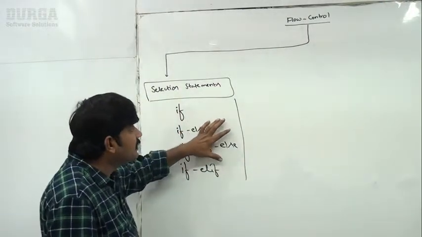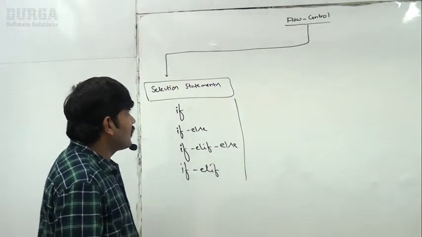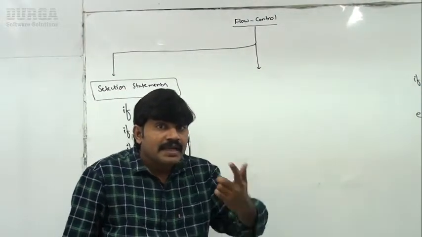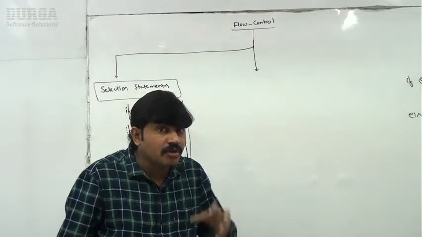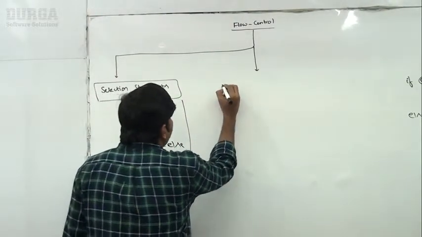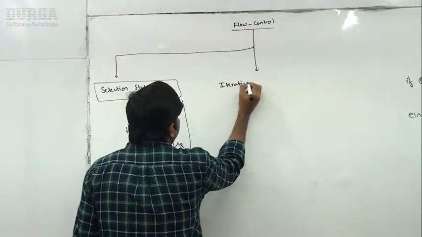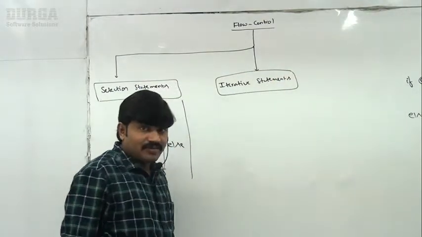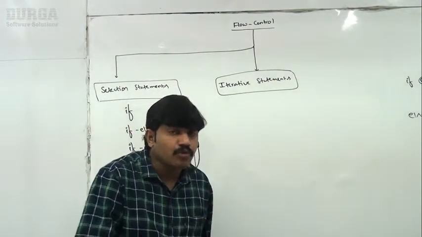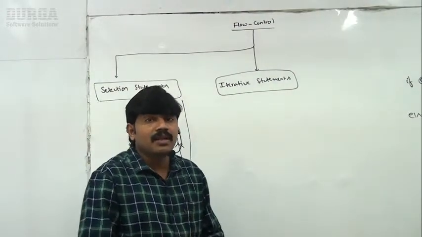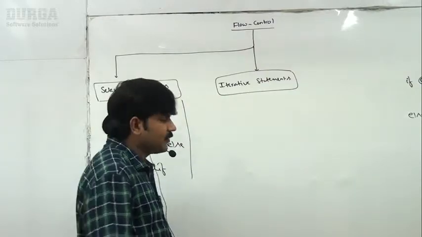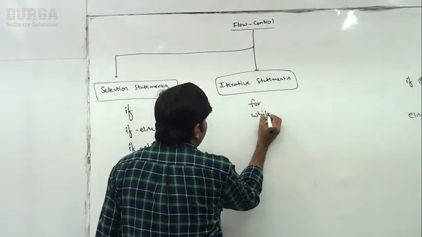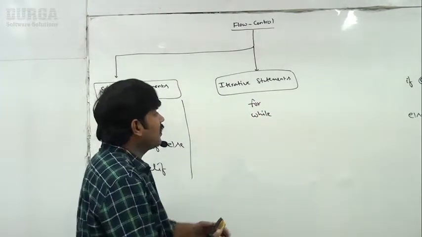I'm just explaining the agenda for our flow control topic. Next, sometimes a group of statements is required to execute iteratively. Such types of statements are called iterative statements. Which are iterative statements? The for loop and, after that, the while loop. These two are the iterative statements we have.